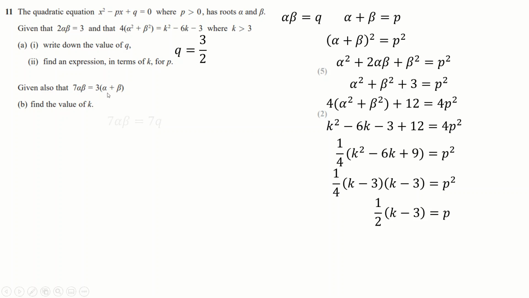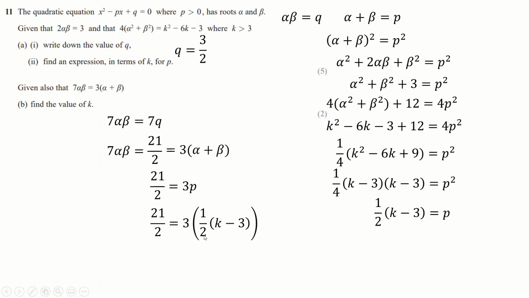Given also that this is true, now alpha plus beta is q, so this equals 7q, which apparently also equals this. And now q equals 3 over 2, so that equals 21 over 2. Now alpha beta is equal to q, so I replaced that. Q is equal to 3 over 2, so I did that. Now I can introduce this. Alpha plus beta is p, so this equals 3p. But p is this thing here, so that means I can solve for k. So I just divided by 3 to get 7 over 2, cancel the halves to get 7, and then we add 3 to get k as 10.